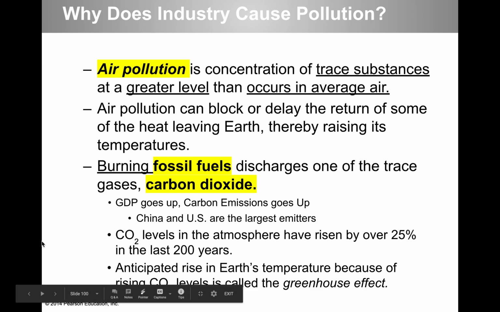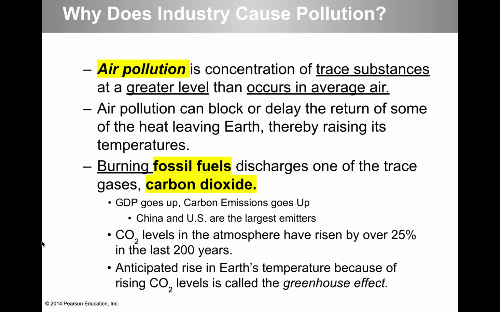Air pollution. At ground level, the Earth's average atmosphere is made up of about 78% nitrogen, 21% oxygen, and less than 1% argon. The remaining 0.04% includes several trace gases, some of which are critical. Air pollution is the concentration of trace substances at a greater level than occurs in natural air.